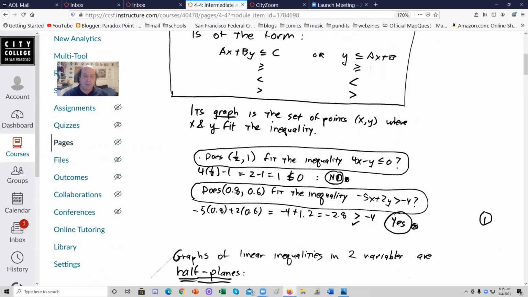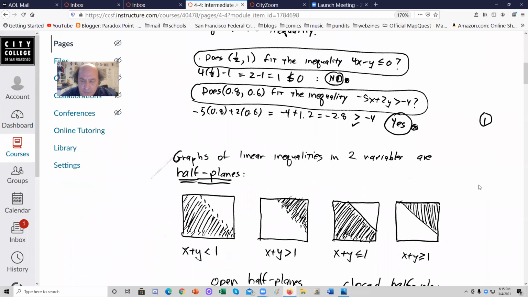Does (0.8, 0.6) fit the inequality negative 5x plus 2y greater than negative 4? Well, you should plug it in. Negative 5 times 0.8 plus 2 times 0.6 is negative 4 plus 1.2 is negative 2.8, which is greater than negative 4. Okay. It's better to be $2.8 in debt than $4 in debt. So yes, this point does fit this inequality.